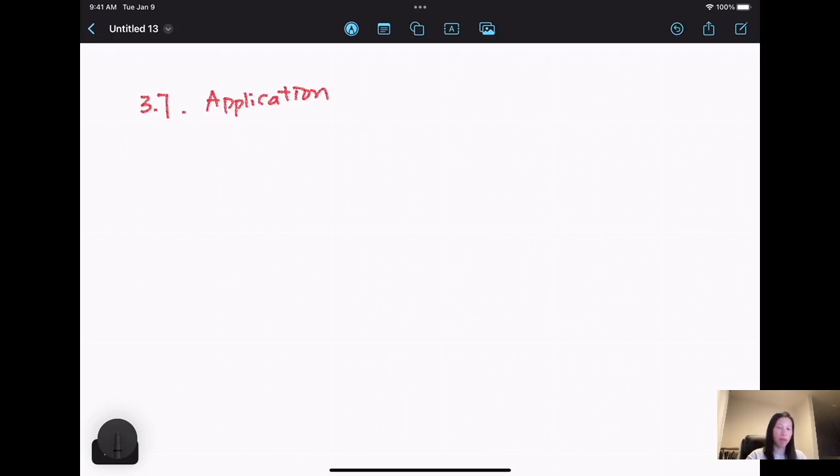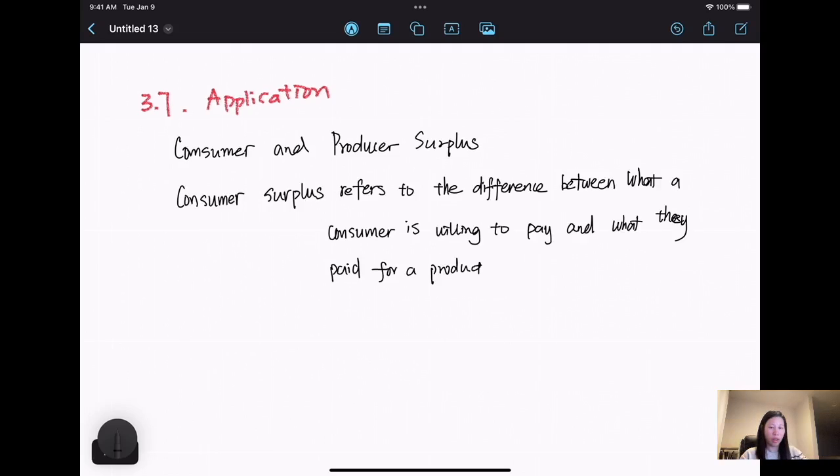So the first concept I'm going to cover today is consumer and producer surplus. So what is consumer surplus and what is producer surplus? By definition, consumer surplus refers to the difference between what a consumer is willing to pay and what they pay for the product. Okay, so this is consumer surplus.